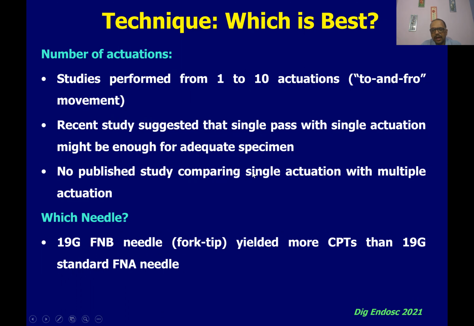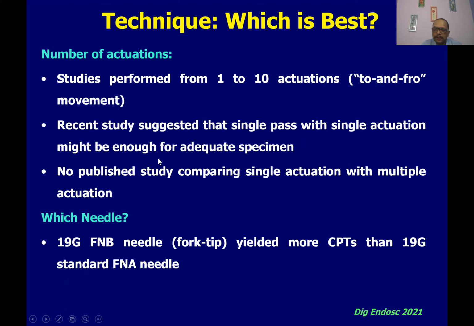Various techniques are available in the literature. Which one is best? The first question is how many actuations are needed to obtain a good liver biopsy? The studies published in the literature have performed 1 to 10 actuations. These are to and fro movements once you have entered the liver. And a recent study has suggested that a single pass with a single actuation might be enough for an adequate specimen in the majority of patients while doing an EUS guided liver biopsy.